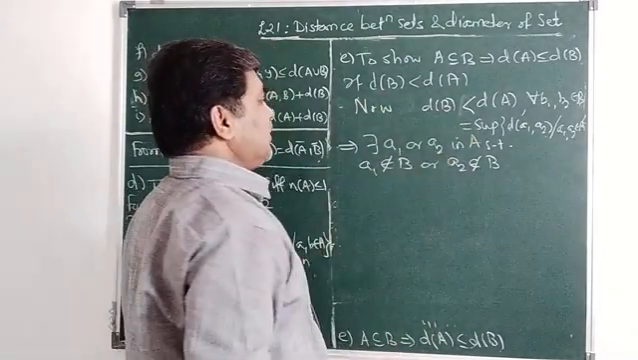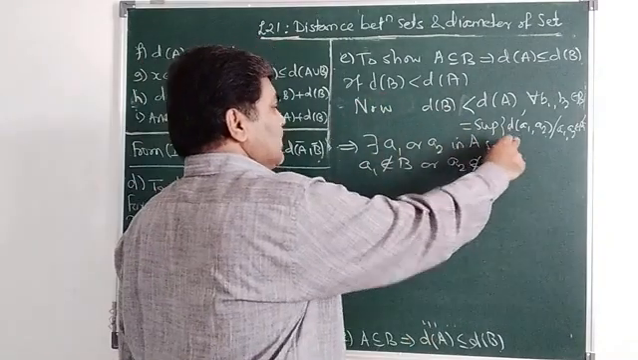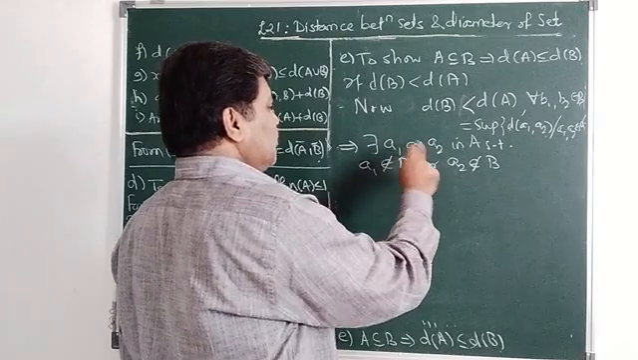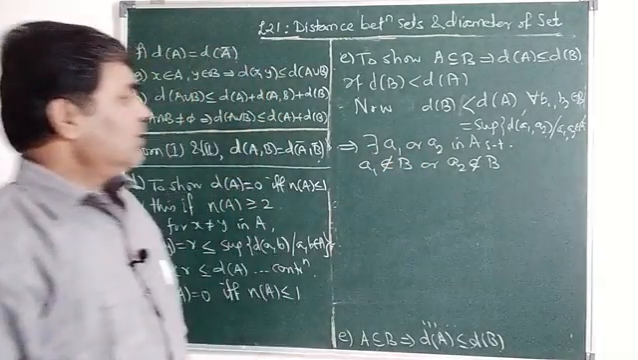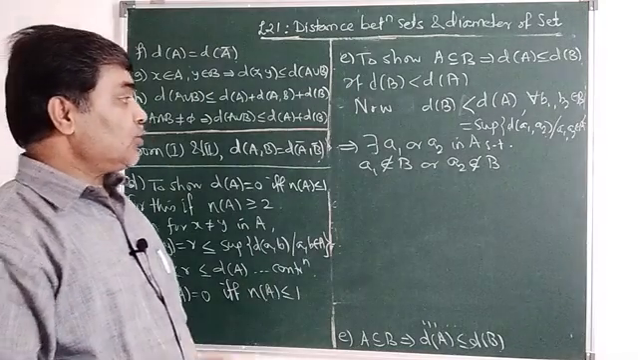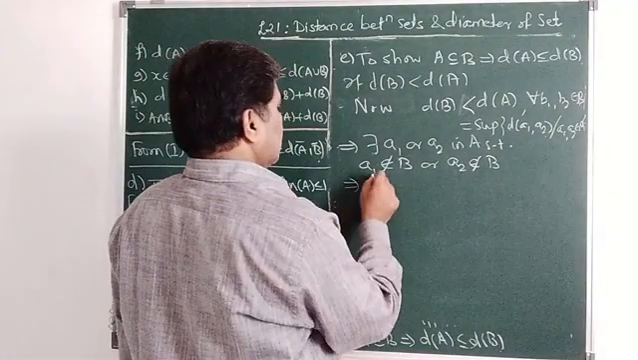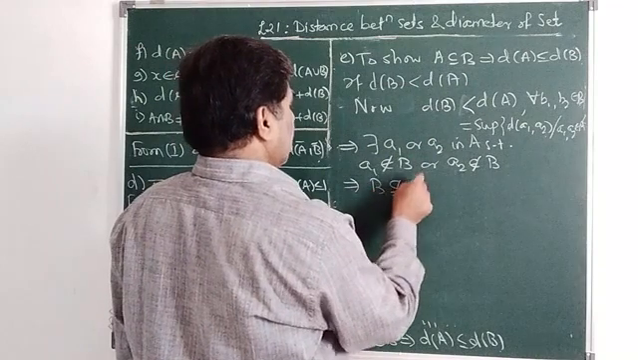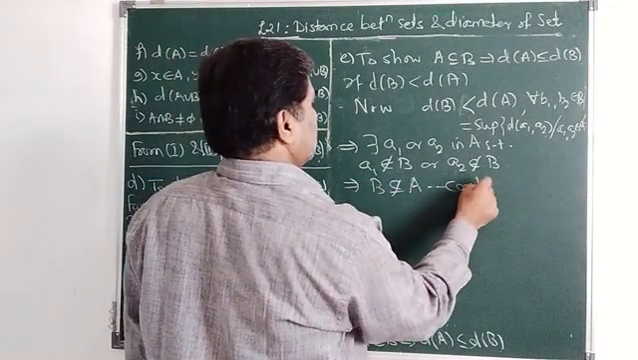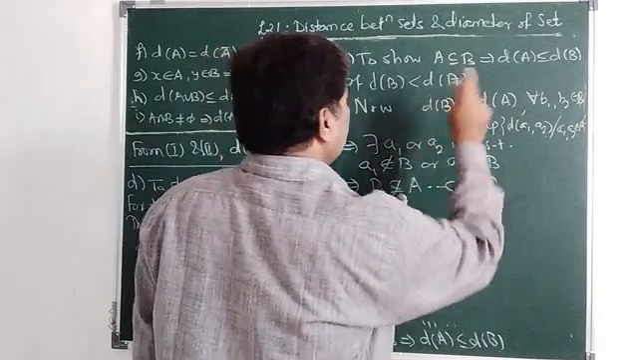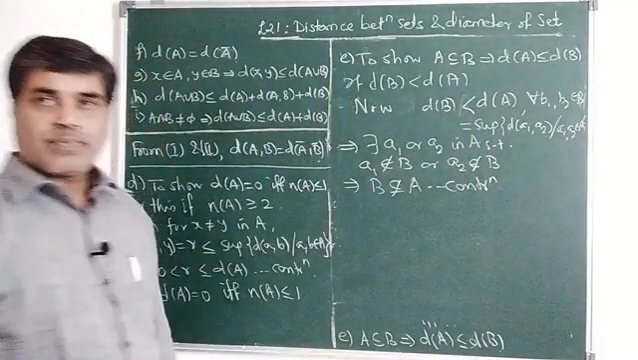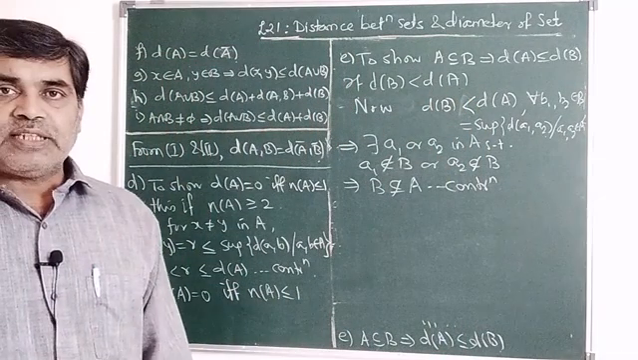Diameter of B less than diameter of A must imply there are some two points a1, a2 in A such that a1 is not in B or a2 is not in B. This implies A is not a subset of B. Contradiction. And therefore our assumption is wrong.